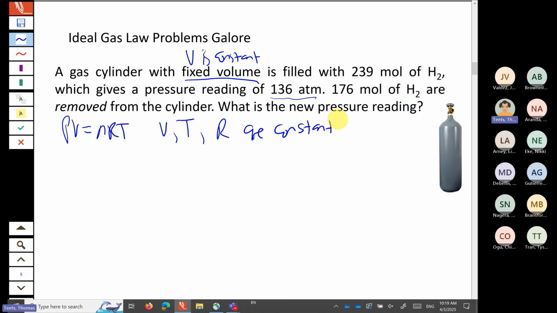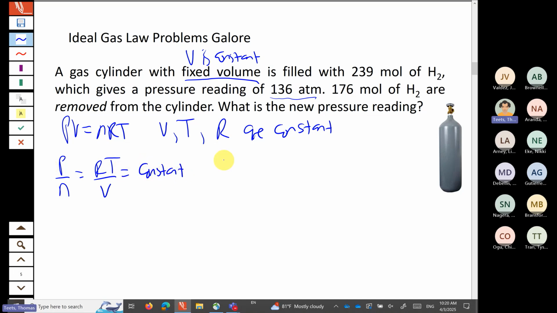So the things that are changing are pressure and number of moles. We isolate those on one side, and on the other side we have RT over V. You could write it either way: P over n equals RT over V, or n over P equals V over RT. As long as you're properly doing algebra to rearrange this equation, however you do it will be fine. And that equals a constant, okay?